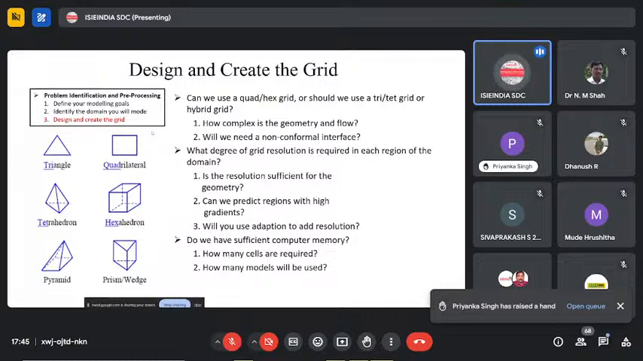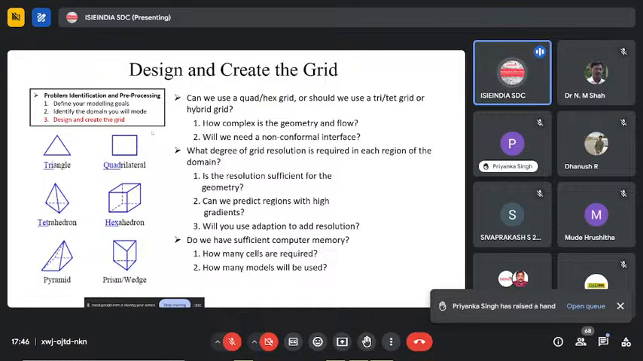For simpler or structured geometry, we basically use a quadrilateral or hexahedral grid, and these are efficient and provide high accuracy for aligned flow regions. For more complex and unstructured geometry, we use a triangular or tetrahedral grid. They are more flexible and can easily conform to irregular shapes. That's why we use these types of grid arrangements. We also use a hybrid grid arrangement, which combines different types of elements like hexahedron, tetrahedron, prism or wedge to balance accuracy and computational efficiency.